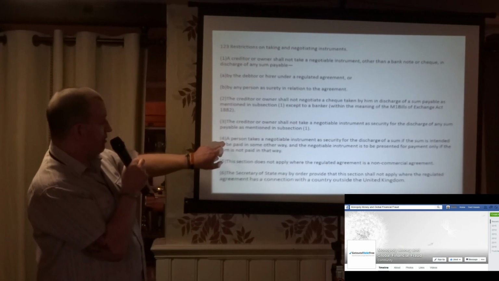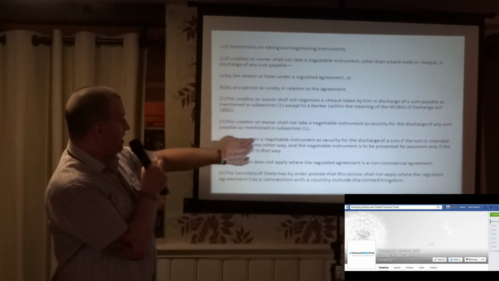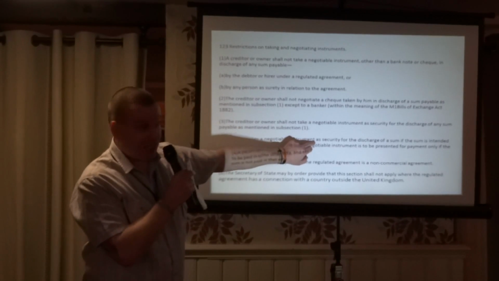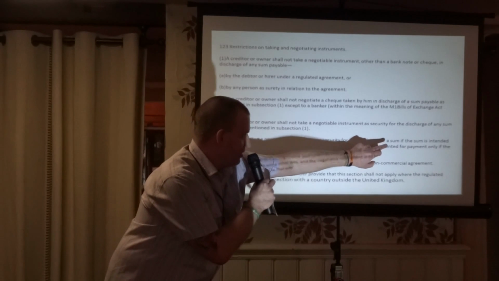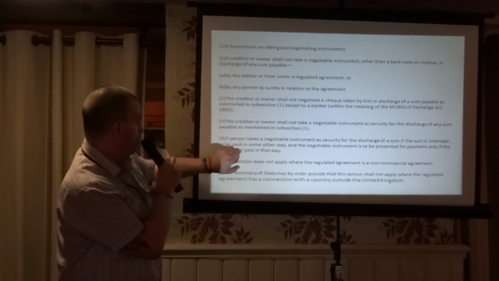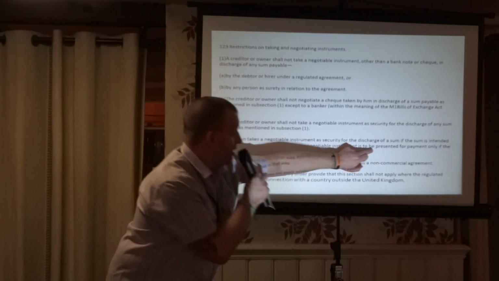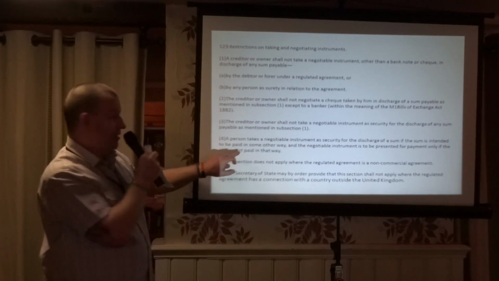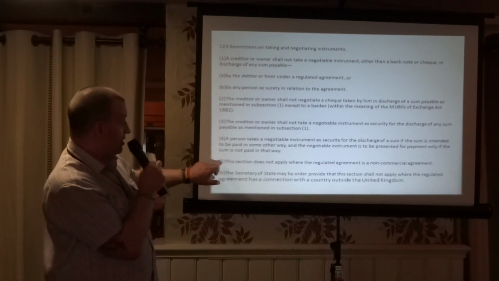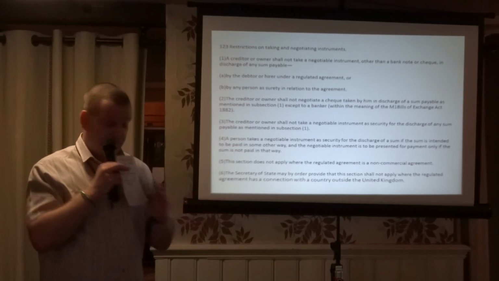But when you come down to section 4, a person, that's us, takes a negotiable instrument, which is the credit slip, I'll show you, as security for the discharge of a sum, in the sum as it is intended to be paid, which is a negotiable instrument under the bills of exchange, in some other way, and the negotiable instrument is to be presented, which I'll show you, for payment only for the sum that's paid in that way. Do you understand that? Okay? And then it's number 5, it's not for a non-commercial agreement, doesn't apply, so it doesn't apply to us. Okay?